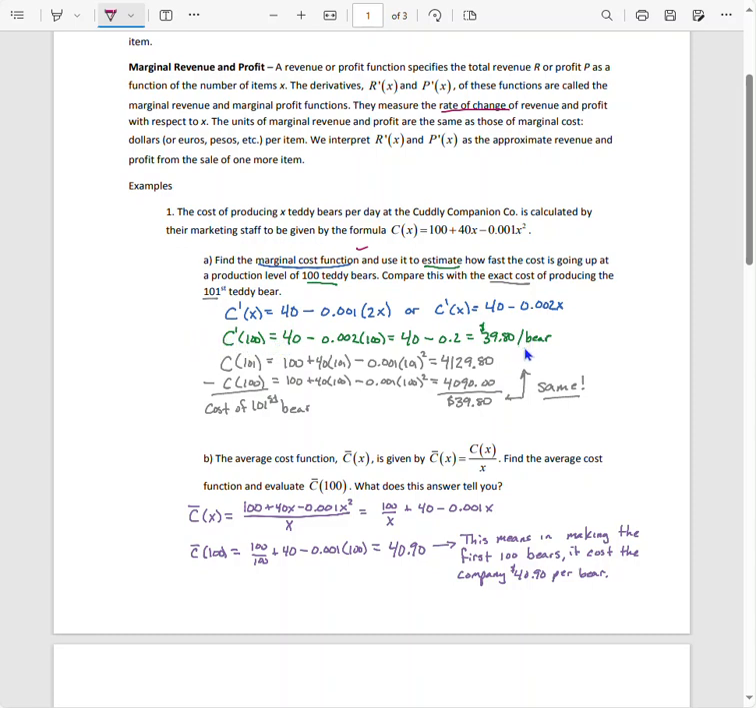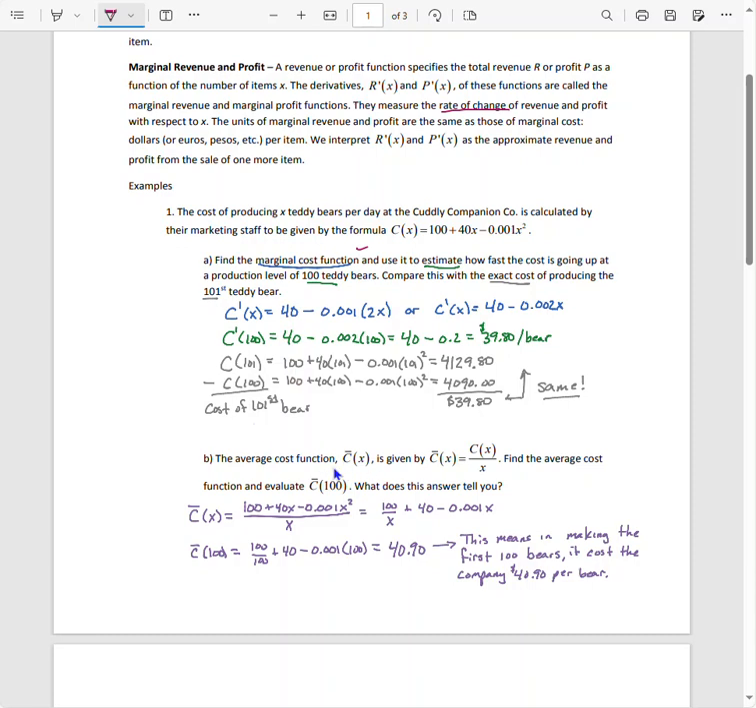What's the marginal cost at a production level of 200 teddy bears? I could find that. If I use the other method, I would have to find C of 201 minus C of 200 and go from there. But marginal cost, slope, derivative allows us to find production levels.